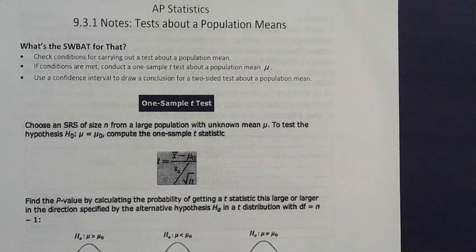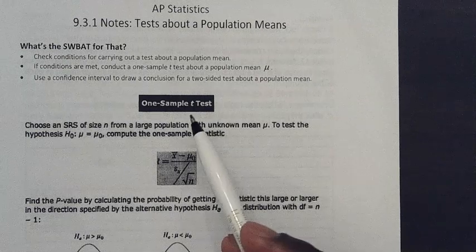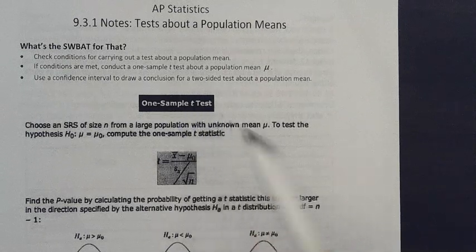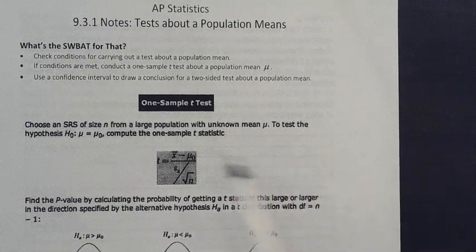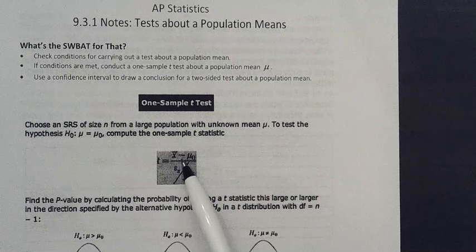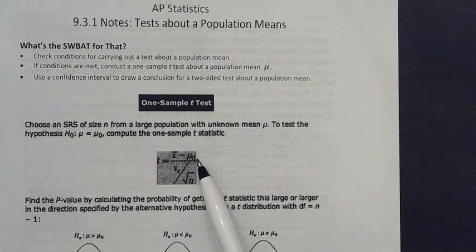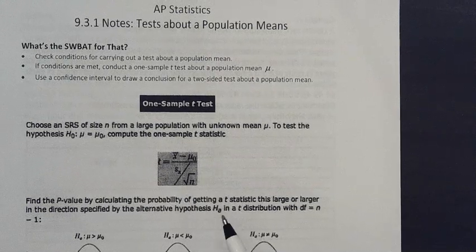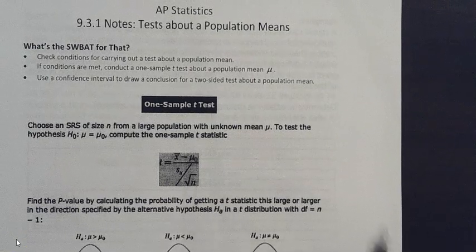All right, this lesson is about 9.3. It's similar to 9.2, but instead of doing a one-sided z-test for proportion, we're doing a one-sample t-test for population mean. So the t-statistic is equal to the sample mean subtract the population mean, or at least what we assume or claim to be the population mean, divided by the standard deviation of the sample, divided by the square root of n.